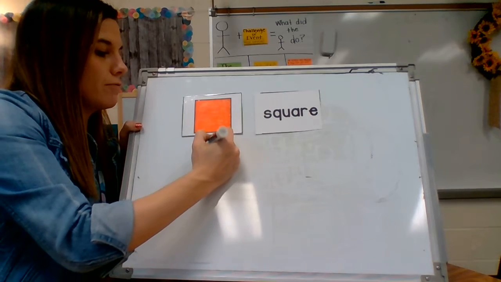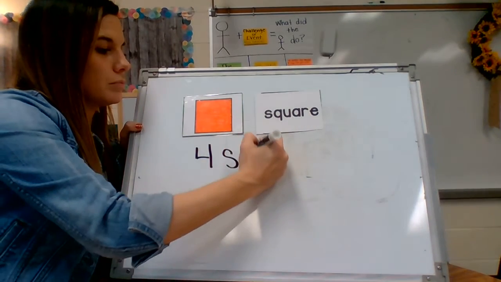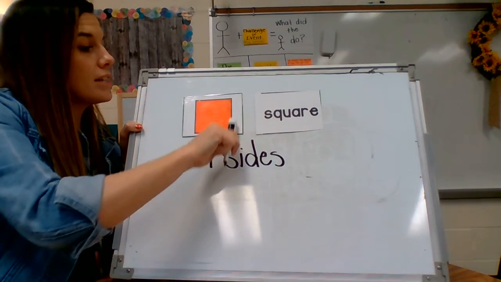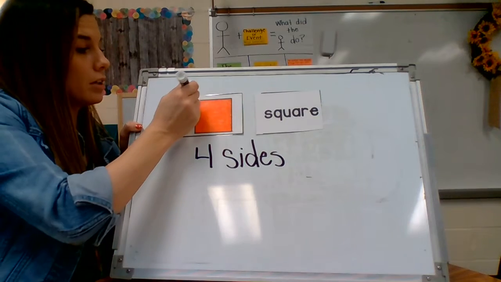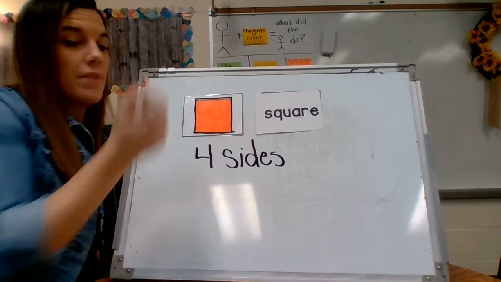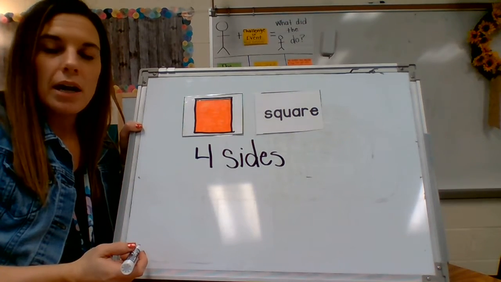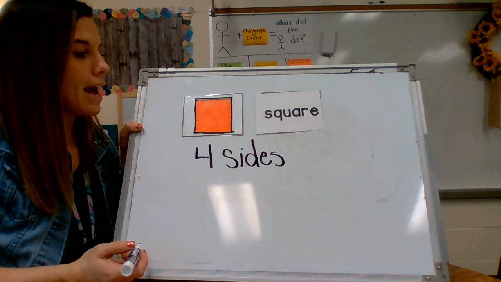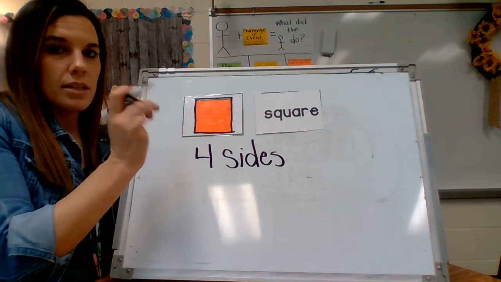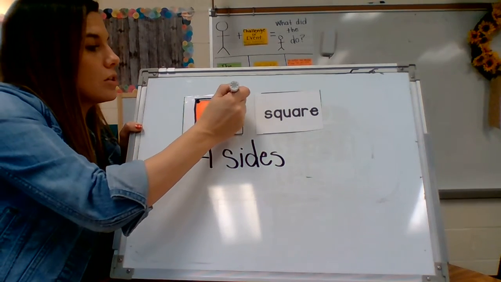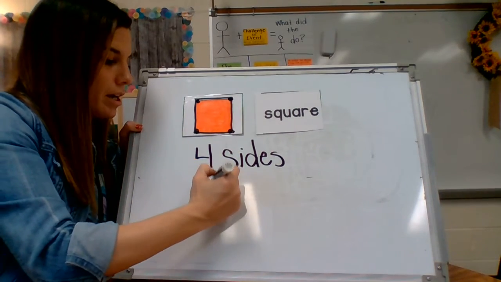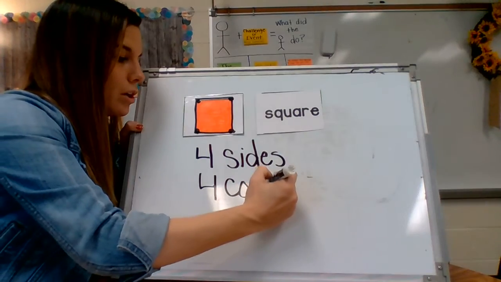So a square has 4 sides. And a side is just the edges of the shape, okay? Look, 1, 2, 3, 4. Now, it is important that we talk about how many corners this shape has. So when we talk about corners, we're looking at where the sides connect. So we have 1, 2, 3, 4. 4 corners. So a square has 4 sides and 4 corners.